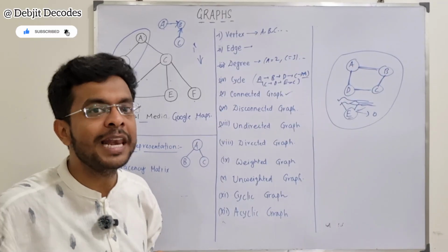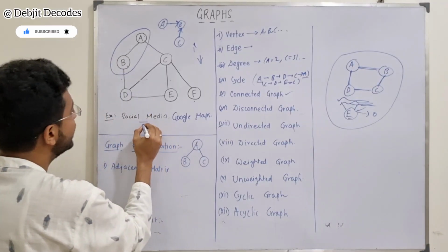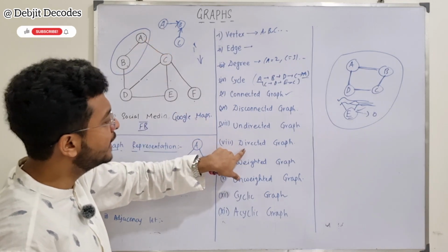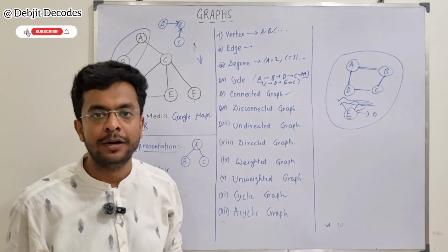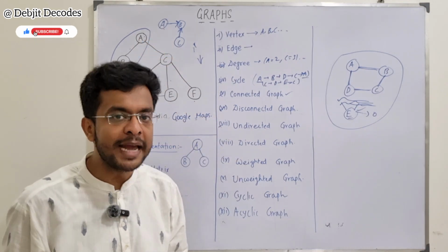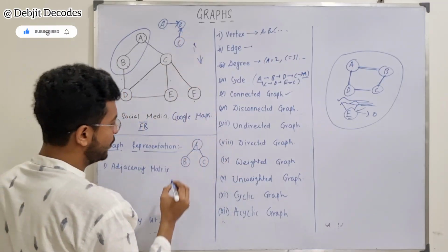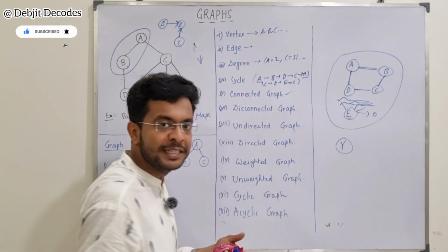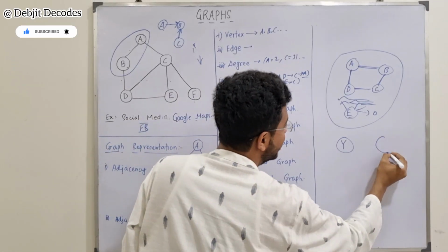So what can be a real-life example? As I talked about Facebook for the undirected graph, we can talk about a directed graph in terms of, say, Twitter or Instagram. Suppose this is you, whoever is watching this video, and this is me.